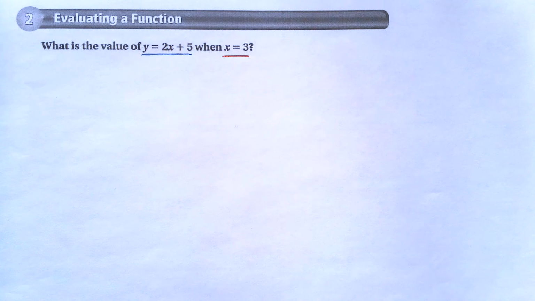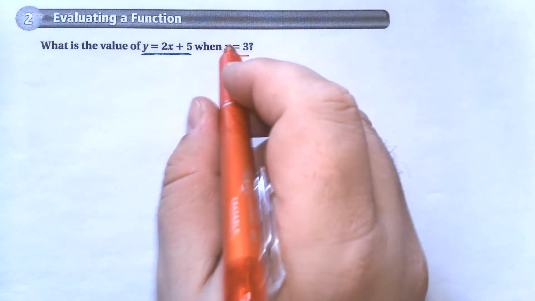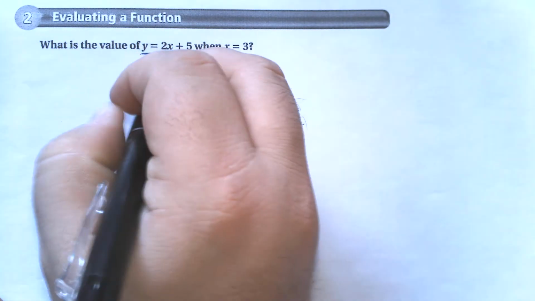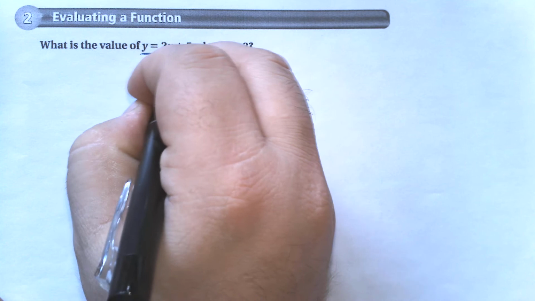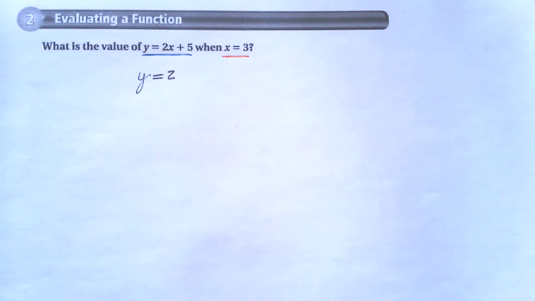So we need to be able to piece together that everywhere I see x, I need to put a 3 instead. I don't see an x here. There's not an x here. There's not an x here. Then all of a sudden I'm going to hit x. So what I'm going to do is substitute.